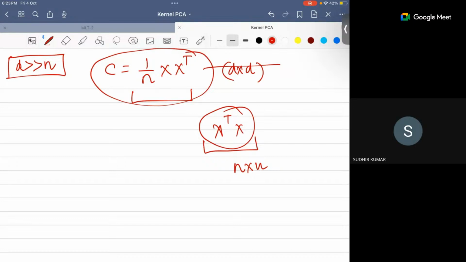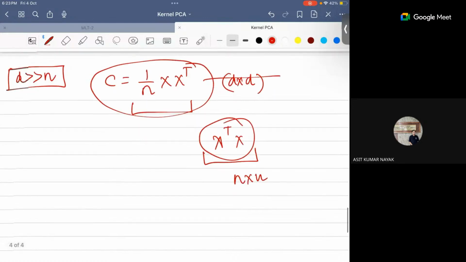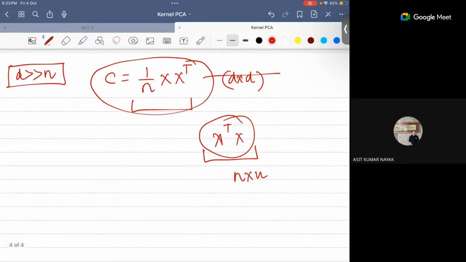Multiple of 1? No. So can I say both will have the same eigenvalues? Correct, both of them will be having the same non-zero eigenvalues, right? Yes, for example, non-zero eigenvalues. So if you have n very, very less as compared to d, then you will be having only n eigenvalues, and the remaining eigenvalues will be zero, right? Correct. And corresponding to that, you can get the vectors also.